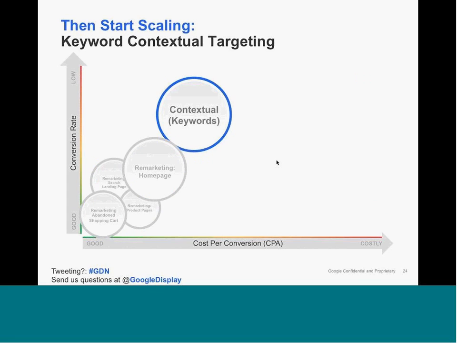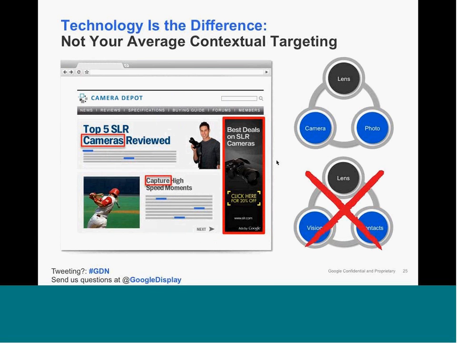Once you're ready to start scaling your campaign even more to get greater volume, think first about contextual targeting. For many campaigns, contextual targeting is the next best option because it means showing a user an ad that's related to the type of content that they're viewing. Nobody does contextual like Google does. We don't just categorize sites into broad vertical or sub-vertical buckets.